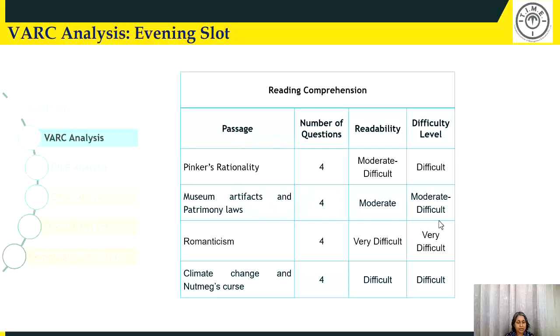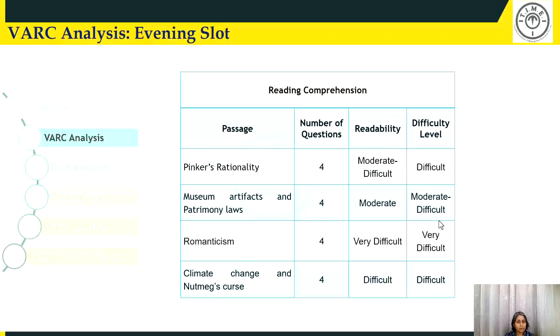Then we had one passage which was based on patrimony laws and major artifacts. So overall, if I talk about theme, we can say this is more of a news article or something to do with sociology or archaeology. Then we had another passage which was on romanticism, in particular in literature. So the overall theme we can say is about literary concepts.